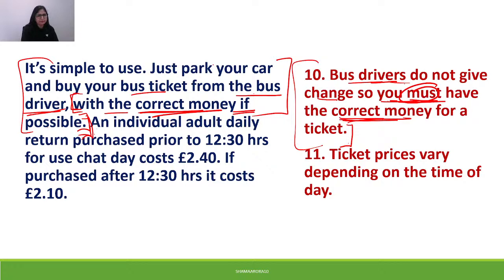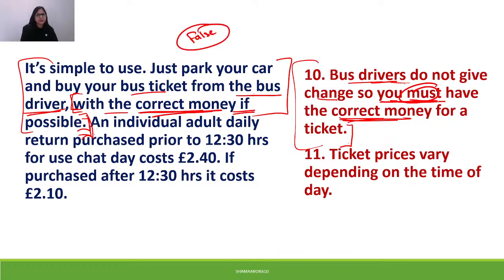Deepak, do we have any compulsion here? No. How come not given, Deepak? How come not given? They have mentioned the statement. They have given the statement. Here they are saying you must have the correct money. Here they are saying it's not a compulsion. If possible, you can have the correct money. So the answer again should be false.